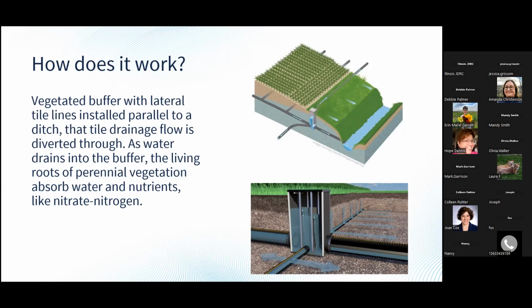And then also while crossing the buffer through natural processes, denitrification occurs, which is a microbial facilitated process of nitrate being converted to nitrogen gas, along with those nitrates and water being uptaken by those plants that are within that vegetated buffer.